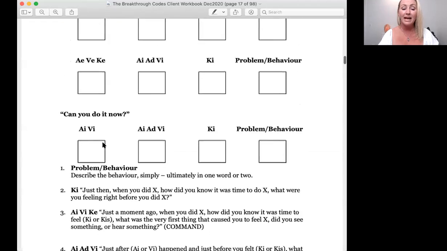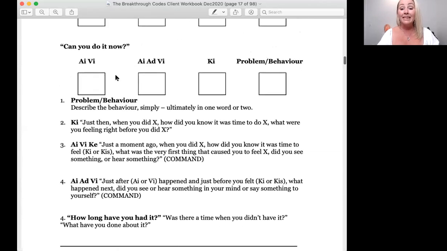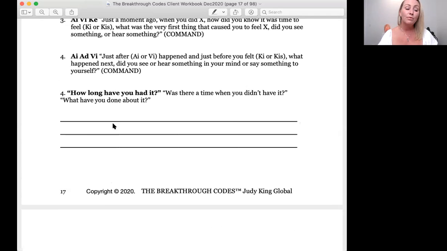So once we've done that, and we've elicited, can they do it now? And you've elicited that strategy if they can. Then you move on to question number 4, and that's how long have you had it? And they might be like, how long have I had what? How long have you had the problem? That root cause problem that we've just highlighted. Okay, don't tell them every single thing. Let them figure it out. Their unconscious mind knows. They're playing the game. Don't fall into the trap.